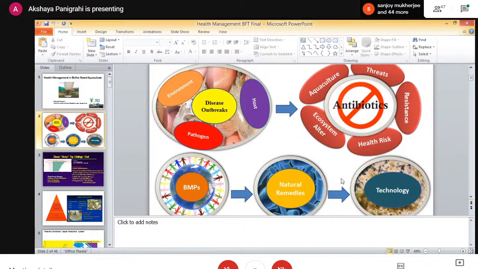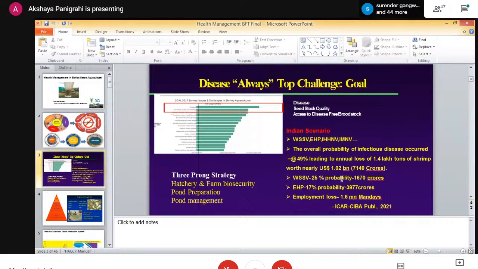So this is a natural, productive system. The only thing is that we have to follow better management practices. What better management practices are possible in this biofloc environment, to maintain proper health and a proper environment? When we talk of disease, that is the biggest challenge in the sector. Whatever survey you do, disease ranks as the first concern of any farmer.